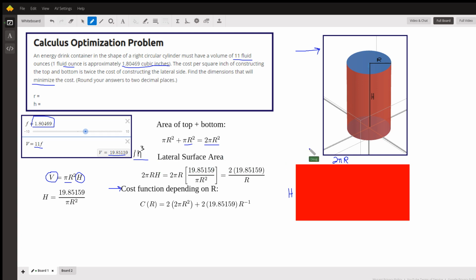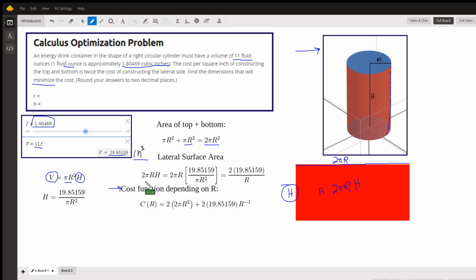For the lateral surface area, you have to picture cutting down the edge with a pair of scissors and laying open the can. This is the lateral surface area right here, where h is still the height, but this distance right here is actually the circumference of the circle, which is 2 pi r. So the area of the lateral surface is 2 pi rh. To get the total surface area, we're going to add those 2 together.